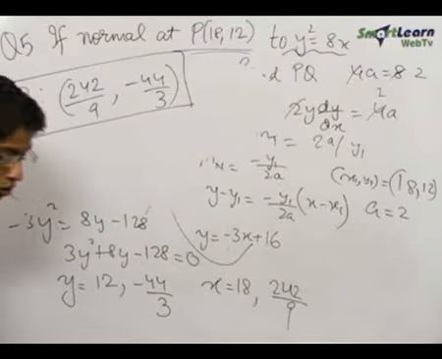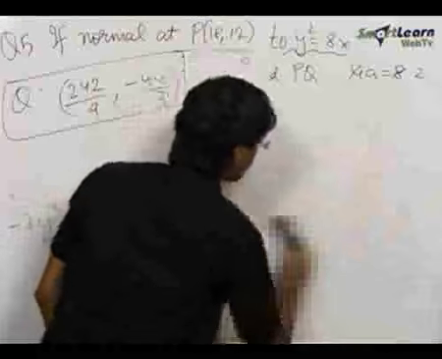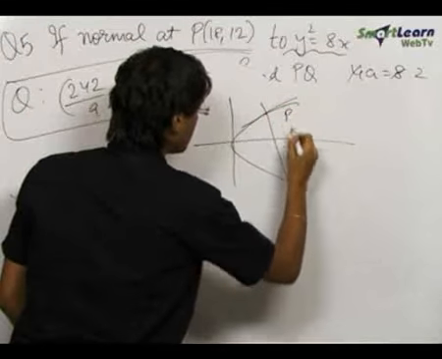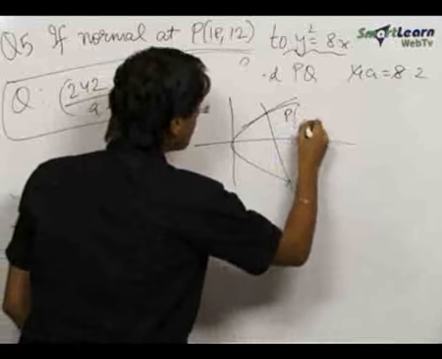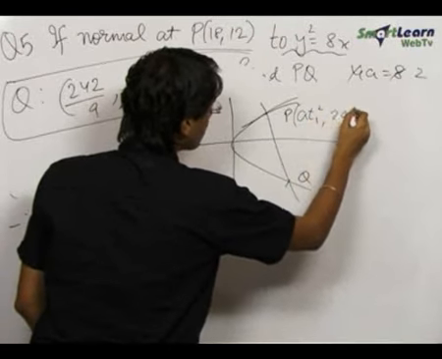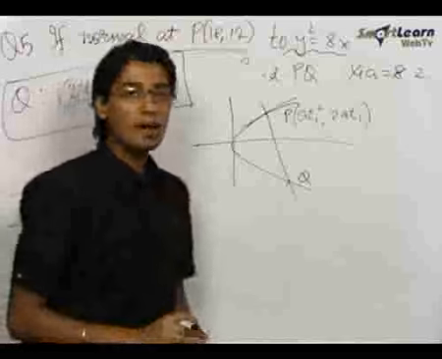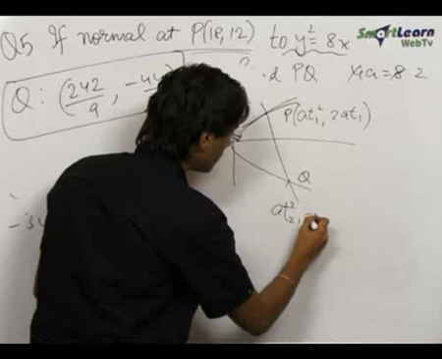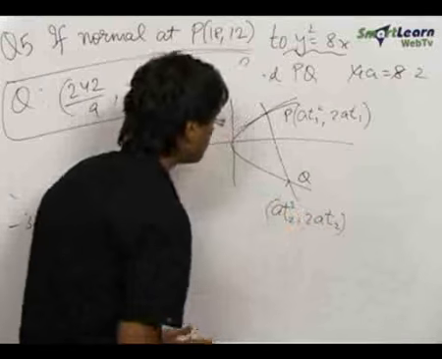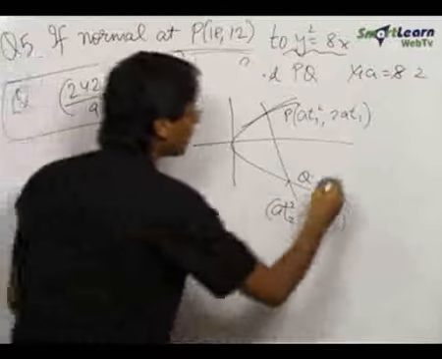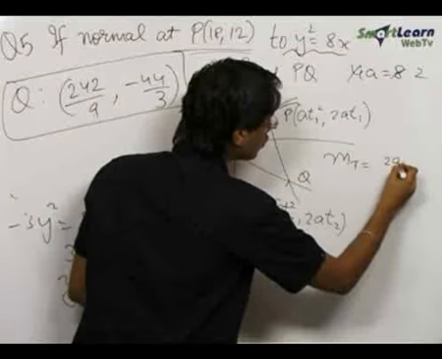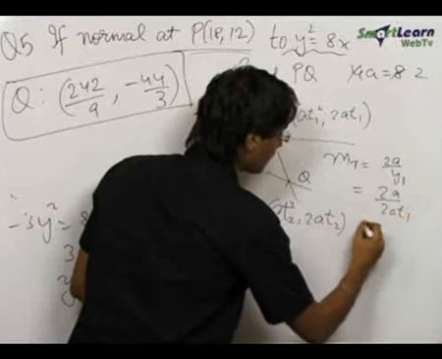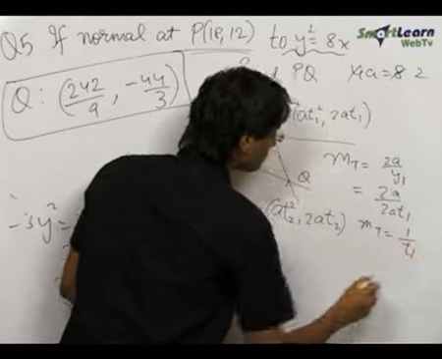We can also solve this question by another method. This is a parabola, this is a normal, P and Q. We can assume P to be (at1 square, 2at1), which is a general point on any parabola y square is equal to 4ax, and similarly we can assume the point Q to be (at2 square, 2at2). Now we know that slope of tangent is equal to 2a by y1, which becomes 2a upon 2at1, or slope of tangent is equal to 1 upon t1.